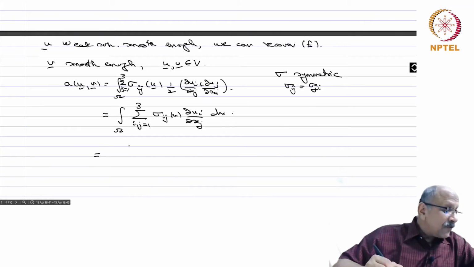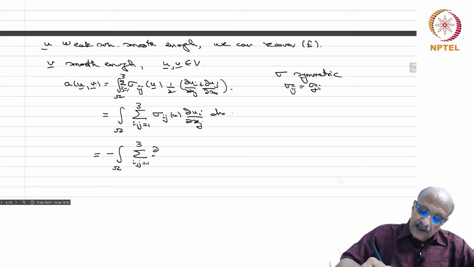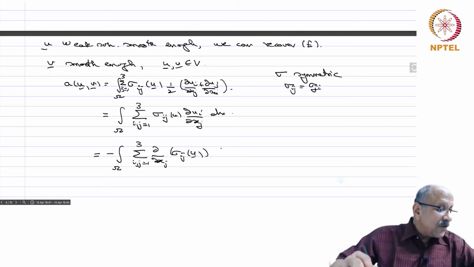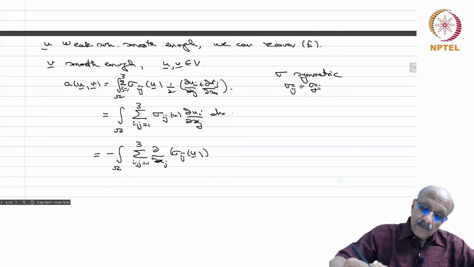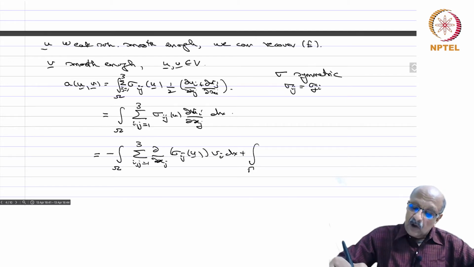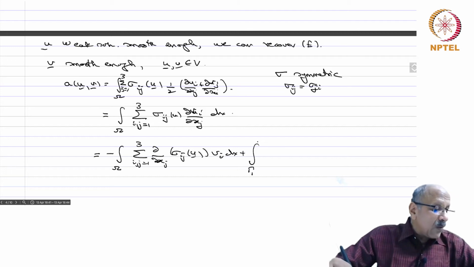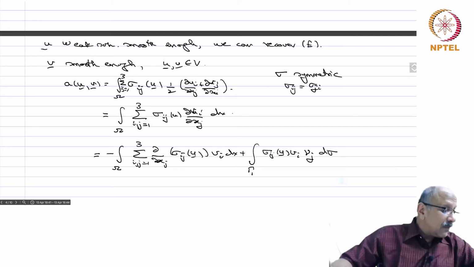dx. And if you use Green's theorem, this will be minus integral on omega, sum over i, j equals 1 to 3, of d by dx_j of sigma ij of u times v_i dx, and then the integral on the boundary: on gamma naught v is 0, so you will only have the integral on gamma 1 of sigma ij of u and v_i, and because we turned over the jth derivative, you have nu_j d sigma.